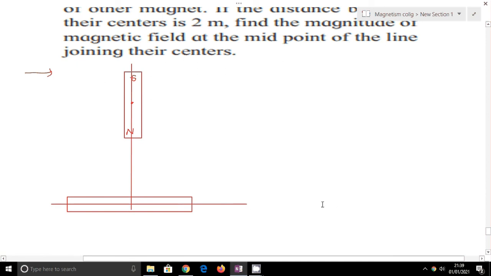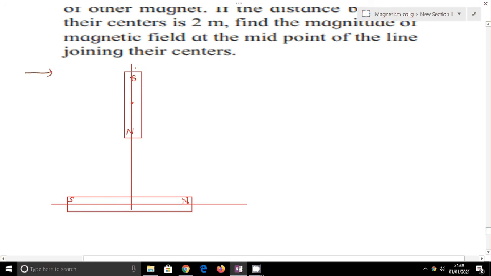So here these are the two axes which are perpendicular to each other. Now here is the south pole and here is the north pole of this bar magnet. Now see, these are the two bar magnets here. The distance between the centers of the two bar magnets is given as 2 meter.